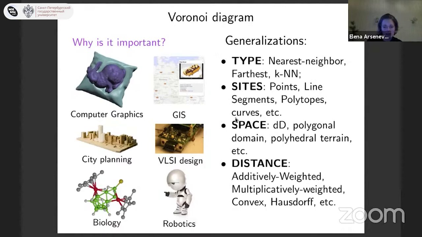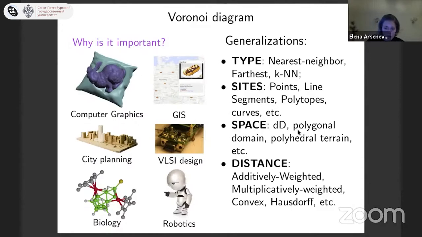And here is how we can generalize the Voronoi diagram. So first of all, there are different types, right? You want the nearest object to yourself, you want the farthest object to yourself, or you want the kth nearest object for some reason. And we actually will see this variation afterwards. Then sites can be not points, but for example, line segments, polytopes, polygons if you're in the plane, curves, and maybe something else, sets of points.